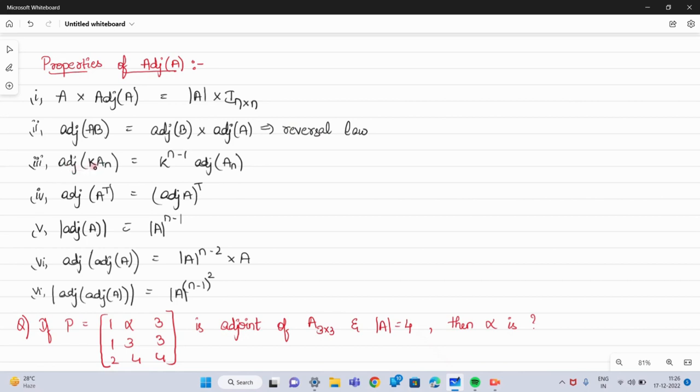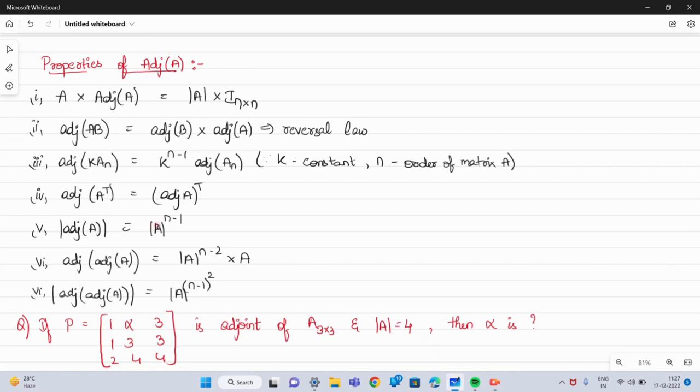Next, adjoint of K into A. Here, K is a constant and N is the order of matrix A. So it is nothing but K whole power N minus 1 into adjoint of A matrix. Adjoint of A transpose is adjoint of A whole transpose.